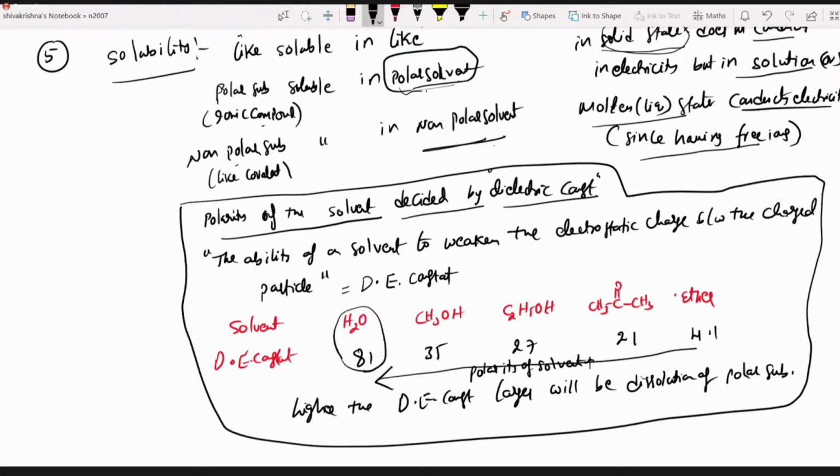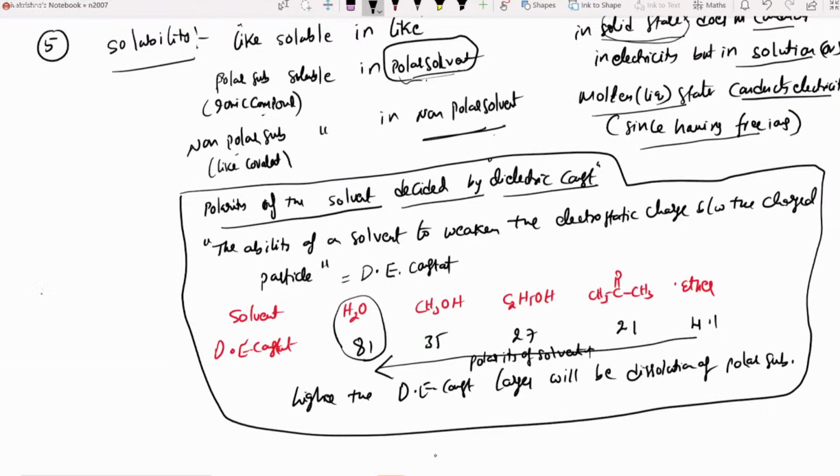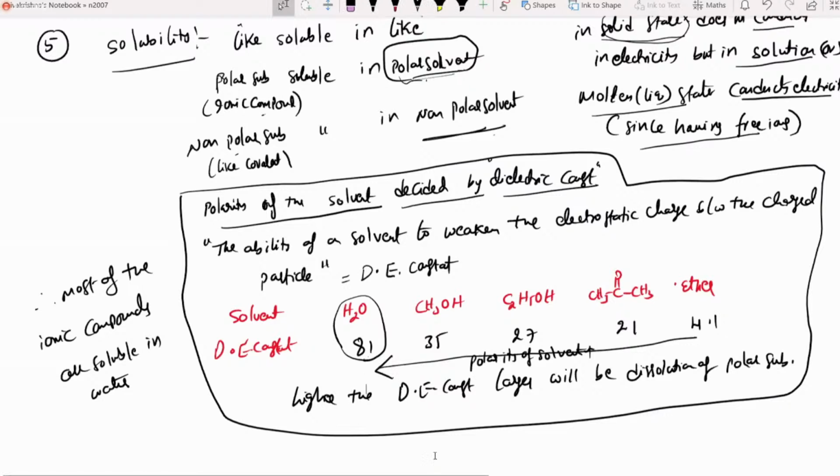This is the point: like dissolves in like. That is why most of the ionic compounds, because they are polar, are soluble in water. Why? Because it has a high dielectric constant. The higher the dielectric constant, the more will be the solubility. And now I am going to the next point.